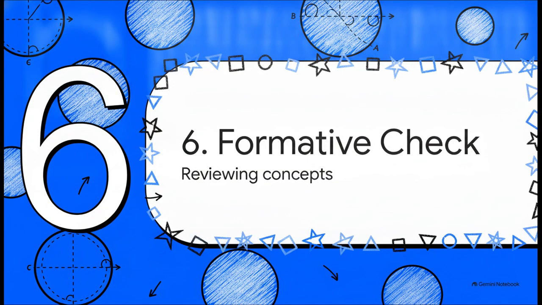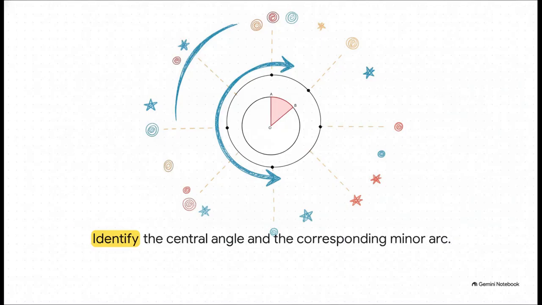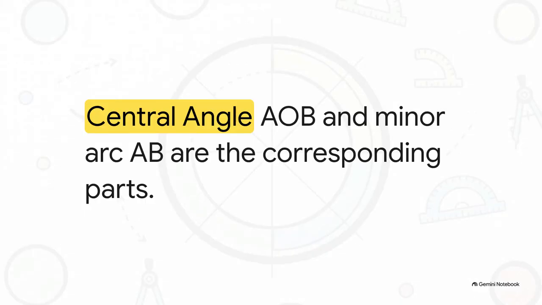Section 6, Formative Check and Recap. Let's review the concepts. Take a look here. Can you mentally identify both the central angle and the specific minor arc it creates? Notice how the vertex sits right in the middle, and the highlighted region flares outward toward the edge. If you pinpointed angle AOB as the central angle and that outer edge AB as the minor arc, your geometric reasoning is spot on. The central angle AOB effectively projects out to the circumference, carving out minor arc AB.